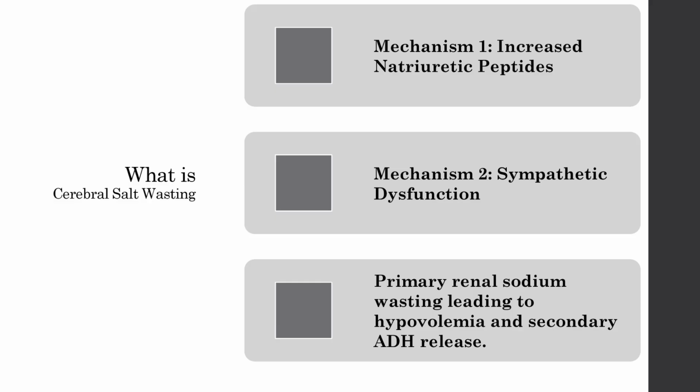Mechanism 2. Sympathetic dysfunction. Brain injury may also decrease sympathetic stimulation of the kidneys. Normally, sympathetic activity promotes sodium reabsorption and renin secretion. Reduced sympathetic activity causes reduced sodium reabsorption, further natriuresis, and additional volume depletion. Therefore, the hallmark of CSW is primary renal sodium wasting leading to hypovolemia and secondary ADH release.